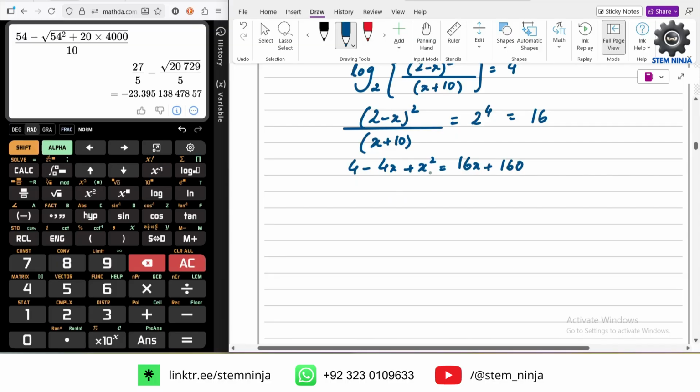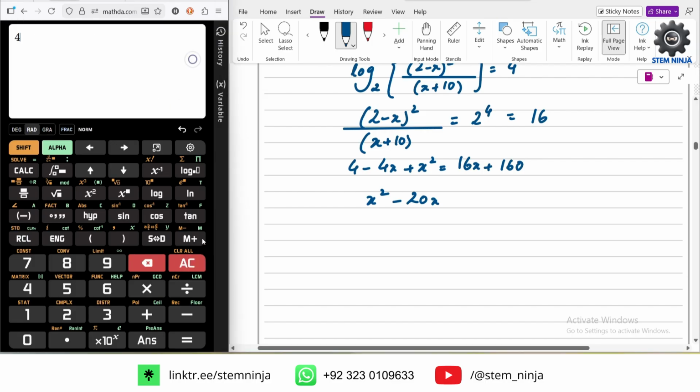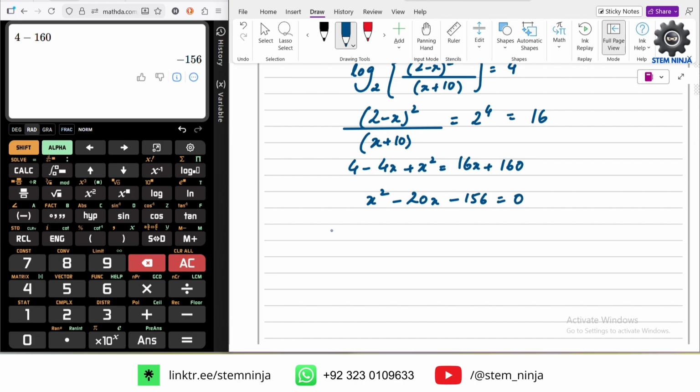Now we need to bring everything on one side, so x squared minus 20x and 4 minus 160, which is minus 156. So our next thing is to find x, which is minus b plus or minus the square root of b squared minus 4ac, so 4 times 156, and 2 times 1.